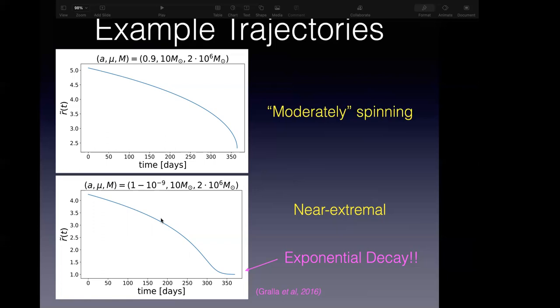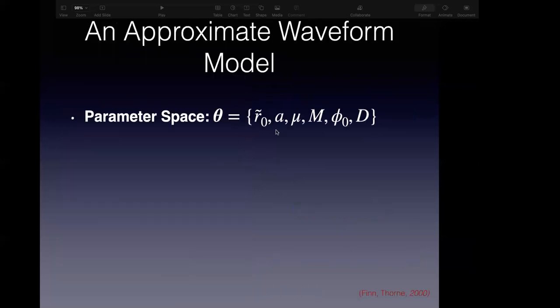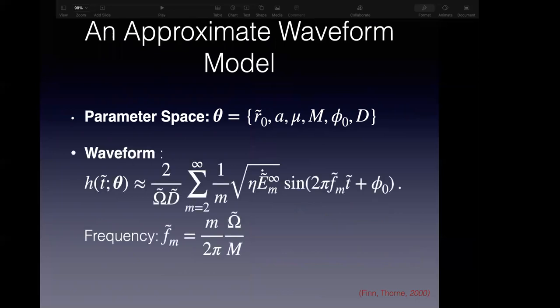So now that we have the radial trajectory, we can build a waveform model. In this case, we've got a small parameter space, which is the initial radius, the spin, the secondary mass, the primary mass, the initial phase, and the distance. And we use a semi-approximate waveform model, which is given by this horrible expression here. The important feature to remember is that an EMRI is a superposition of many sinusoids, all of which are multiples of some angular frequency, which is defined as this expression here. And it depends on the energy flux heading off towards infinity.